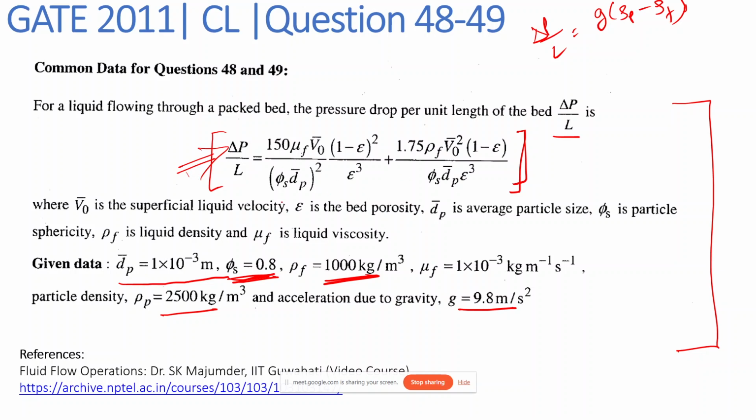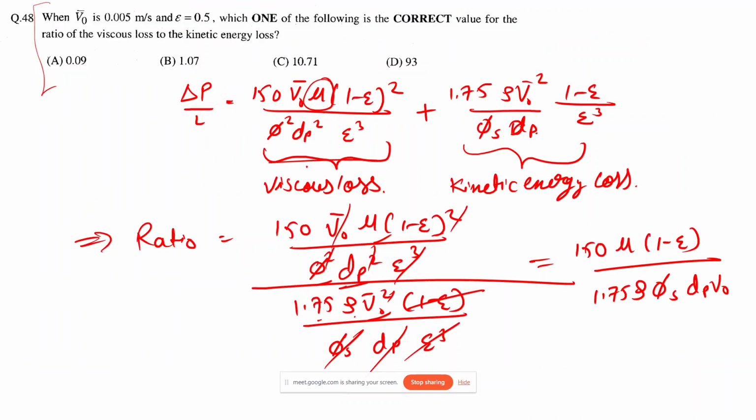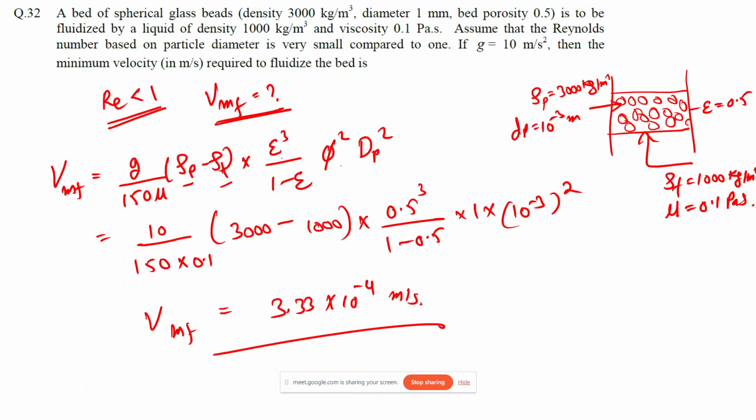And in this, we saw that the first term contributes to the viscous loss, whereas the second term contributes to the kinetic loss. So most of the questions related to the packed bed will revolve around using this equation and incipient fluidization equations. So just to show a few more examples.